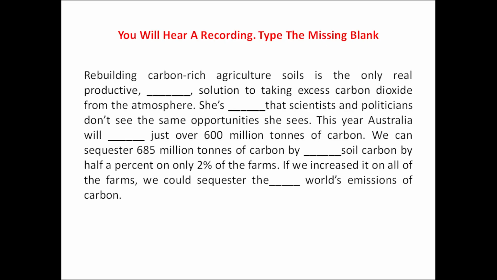Rebuilding carbon-rich agriculture soils is the only real productive, permanent solution to taking excess carbon dioxide from the atmosphere. She's frustrated that scientists and politicians don't see the same opportunities she sees. This year, Australia will emit just over 600 million tons of carbon. We can sequester 685 million tons of carbon by increasing soil carbon by 0.5% on only 2% of the farms. If we increased it on all of the farms, we could sequester the whole world's emissions of carbon.